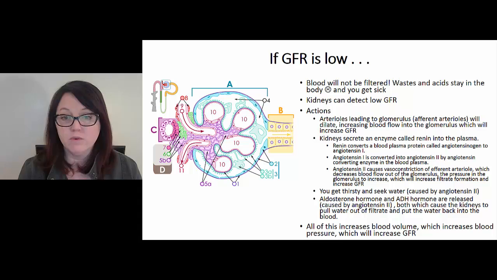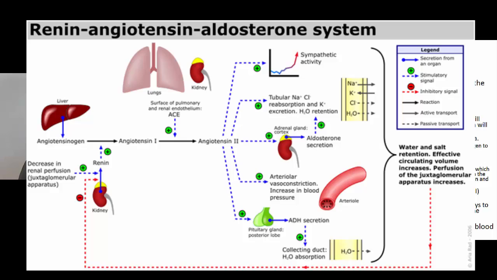Another thing that the kidneys will do is they will secrete an enzyme called renin into your blood plasma. So renin is not a hormone, it's an enzyme. And the kidneys release the renin into your blood plasma. And once it's there, the renin will bump into something called angiotensinogen. And the renin converts angiotensinogen into something called angiotensin 1. So this is all happening in your bloodstream. The angiotensin 1 is then converted into something called angiotensin 2 in your blood plasma. Angiotensin 2 is the main product that we're trying to get here.